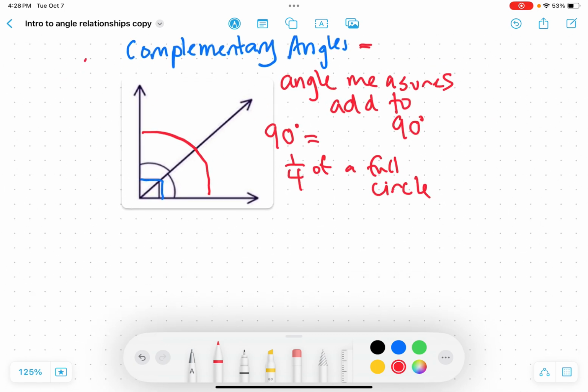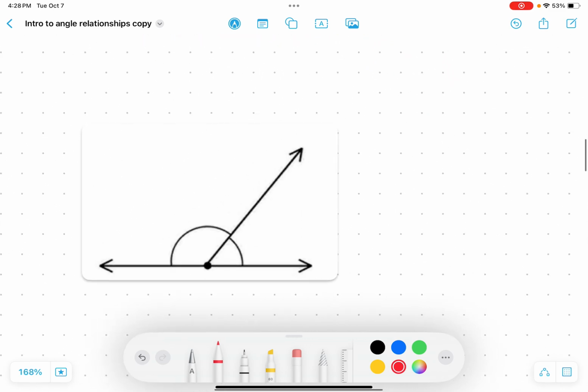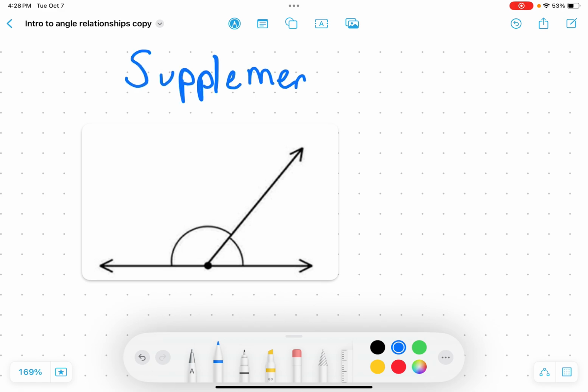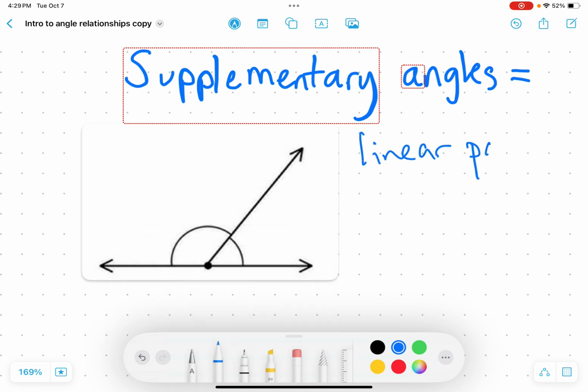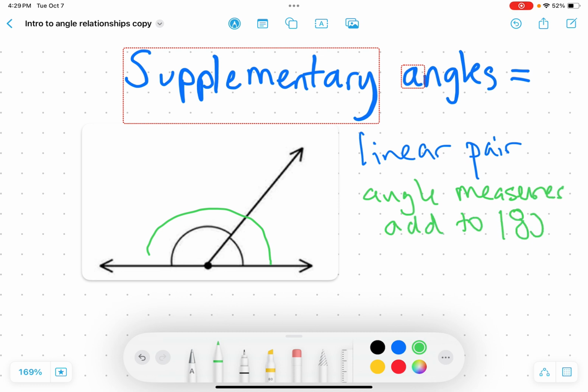The next key relationship is supplementary. And another word for this is they make a linear pair. And so you can probably already see, what do supplementary angles add up to? The angle measures add to 180 degrees. So this makes 1/2 of a circle.